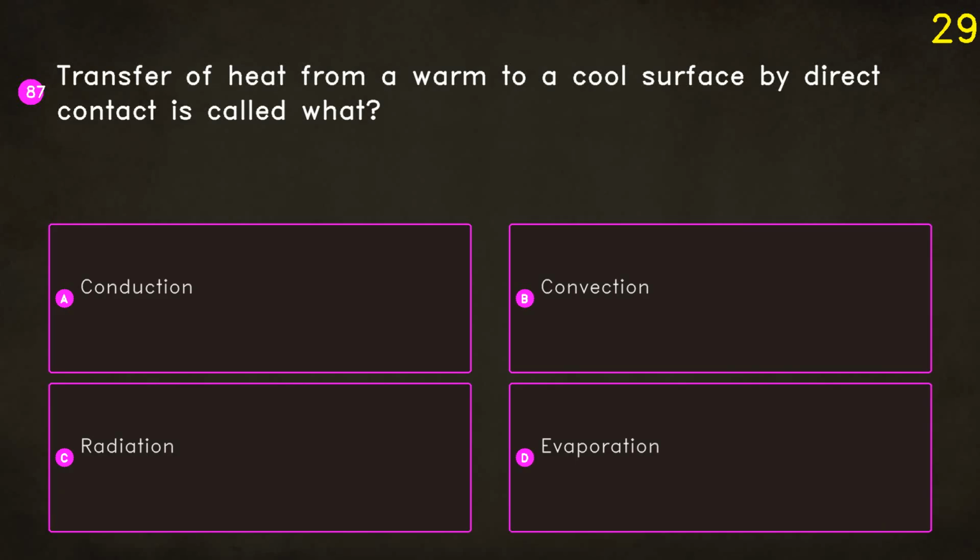Question 87. Transfer of heat from a warm to a cool surface by direct contact is called what? A. Conduction. B. Convection. C. Radiation. D. Evaporation.